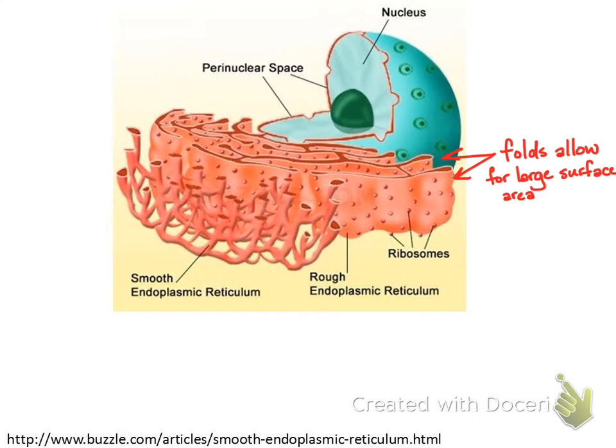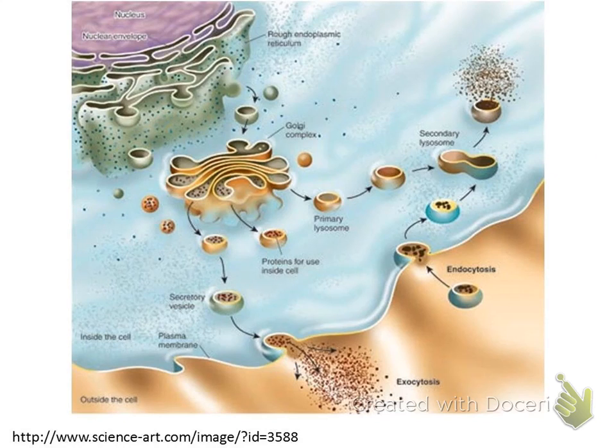So, before we go any further, here is that endomembrane system, and you'll see this picture again. So you can see the rough ER there, you can see little membrane sacs going to the Golgi apparatus and out to the outside of the cell.